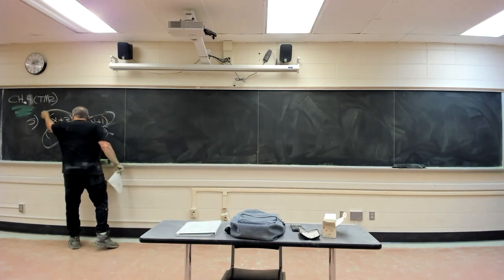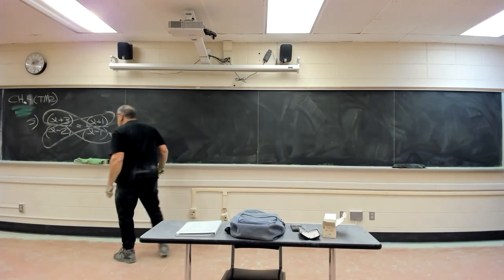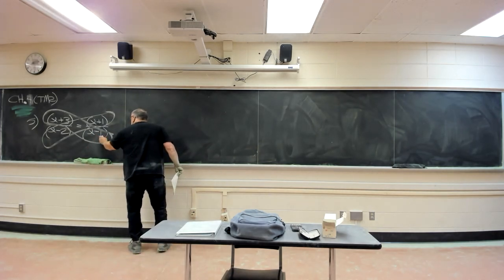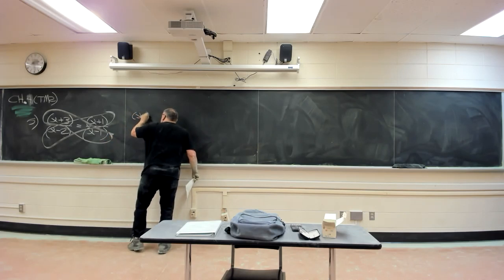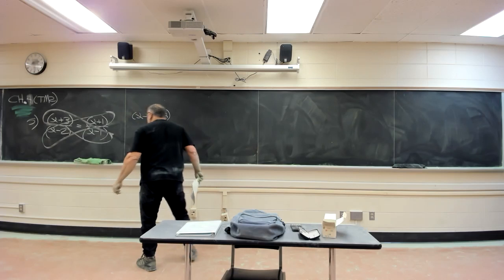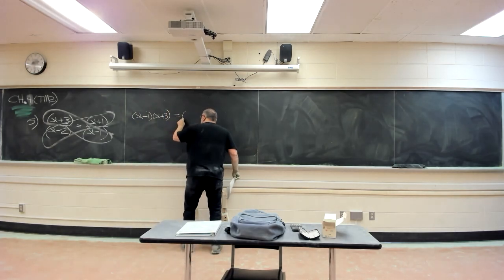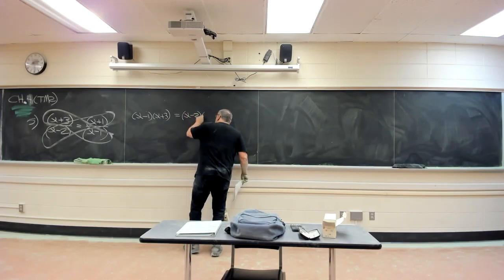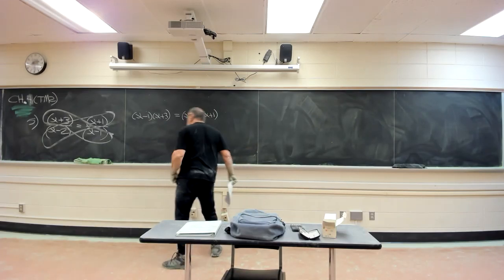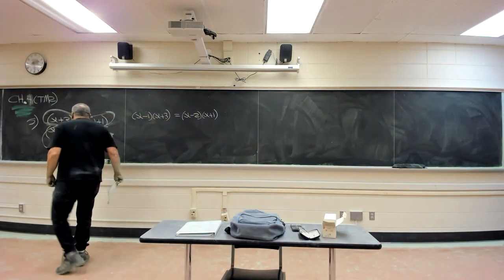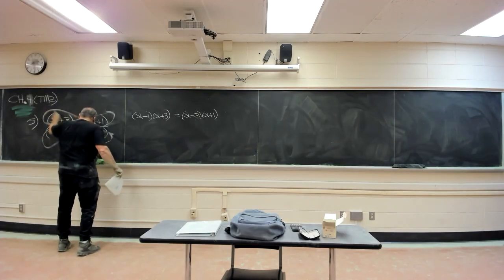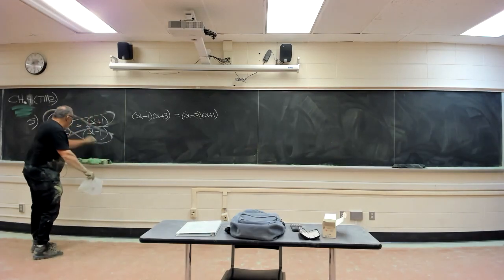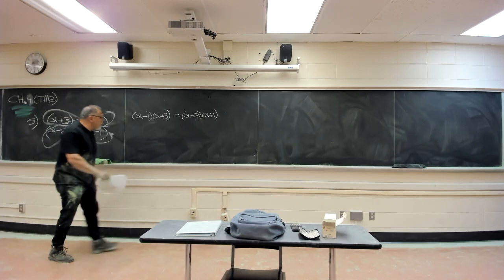Do cross multiplication. Let's take this one, go up: x minus 1 times x plus 3. The other one is x minus 2 times x plus 1. So we did cross multiplication this way, and cross multiplication this way, and we got to here.